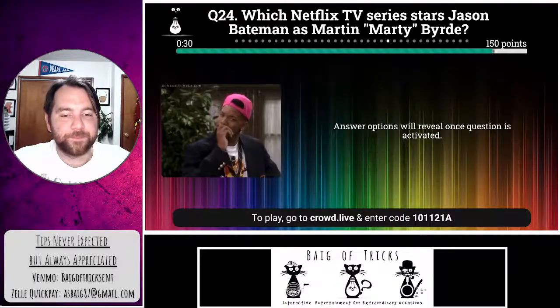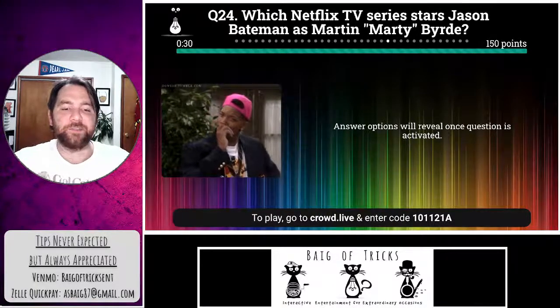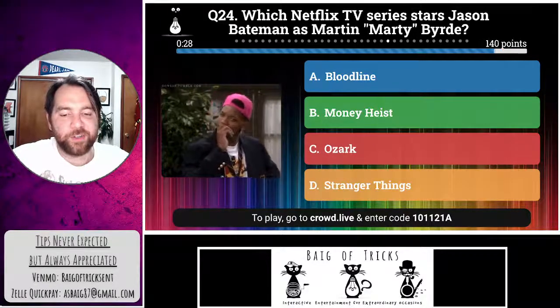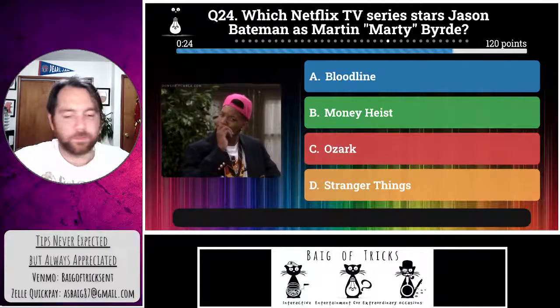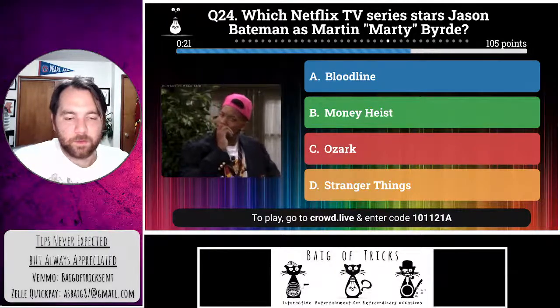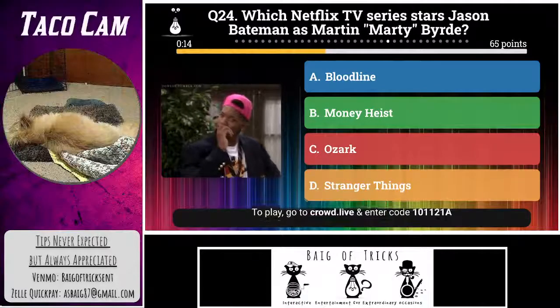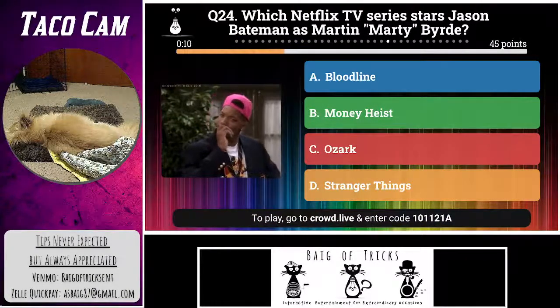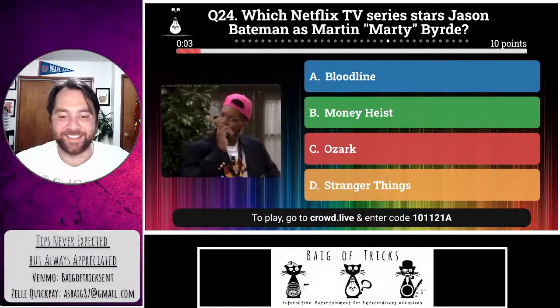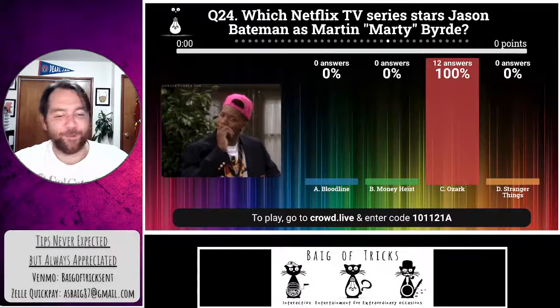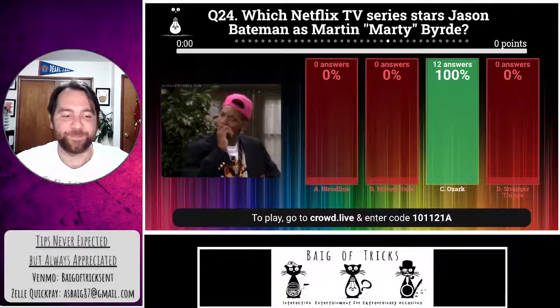Question 24. Which Netflix TV series are you watching if you see Jason Bateman as a character named Martin or Marty Bird? Is it Bloodline, Money Heist, Ozark, or Stranger Things? All right. Taco's still out cold. Let's take a look. This is one of the biggest original shows to come out of Netflix ever, really. Correct answer, everybody got it, Ozark. Good job. Everybody got points.